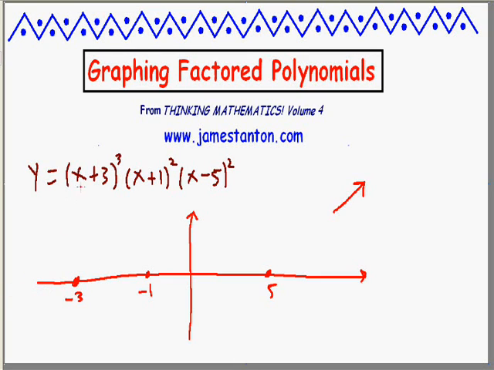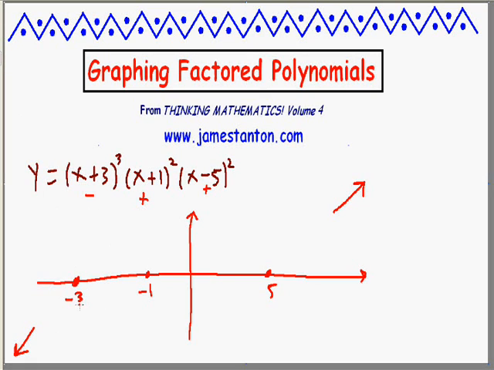Let's put in x equals like -1,000,000. This would be basically -1,000,000 cubed, which would be negative. This would be -1,000,000 off by 1, squared, but it'll be positive. This would basically be -1,000,000 off by 5, squared. It'll be positive. So the whole thing this time wants to be huge and negative.